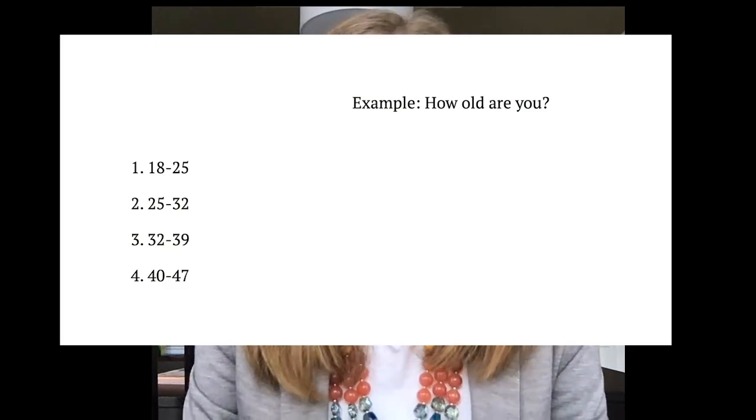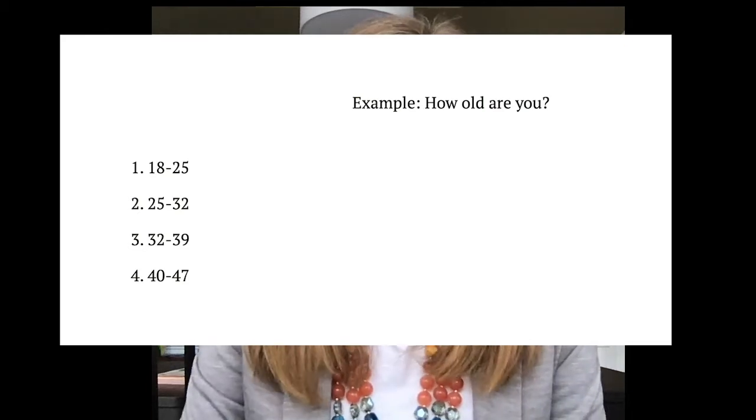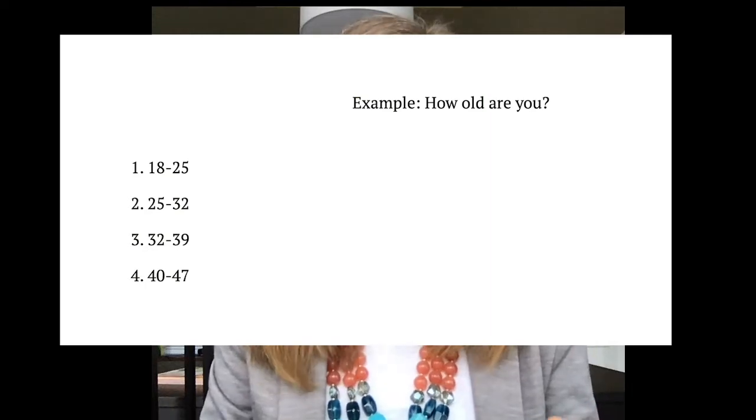Let's say that I am 25 years old. Do I choose response 1 or 2? Technically, I could choose either one because they're both valid in those categories, but that's going to skew your data because you're going to have some 25-year-olds who choose 1, some who choose 2, and you're not really getting an accurate count of all the 25-year-olds in your study. So this is a really good example of how an answer is not mutually exclusive.